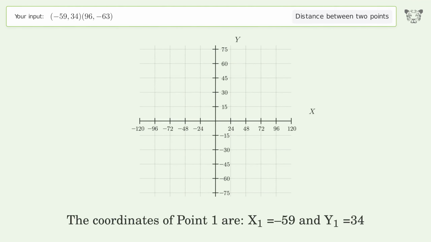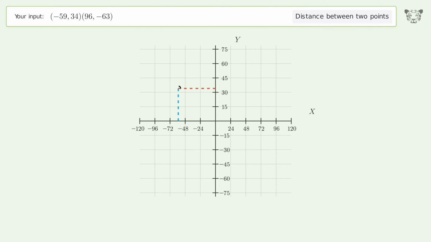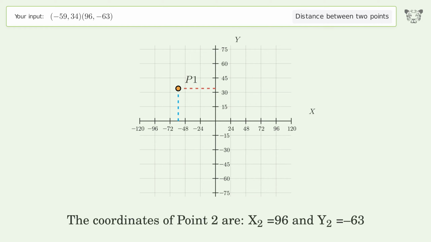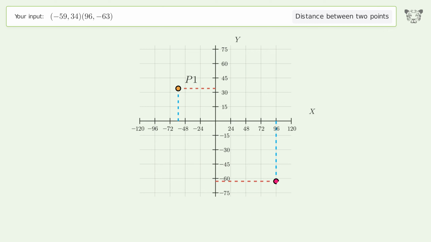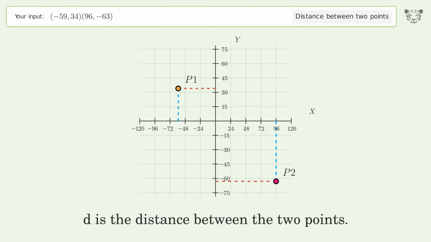The coordinates of point 1 are, x1 equals -59 and y1 equals 34. The coordinates of point 2 are, x2 equals 96 and y2 equals -63. D is the distance between the 2 points.